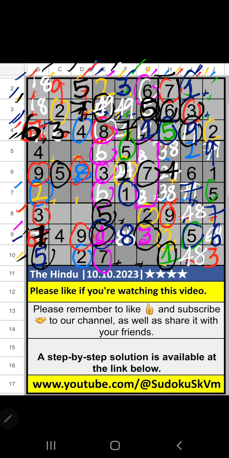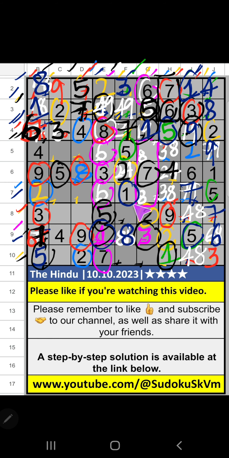Second row, we have 1. So 1 can't come in the cell, 1 is confirmed here. Then 8 is here. Then second row, only one number is remaining, 4. 4 is confirmed here. Then third grid, column J, only one number is remaining, 8. 8 is confirmed here.